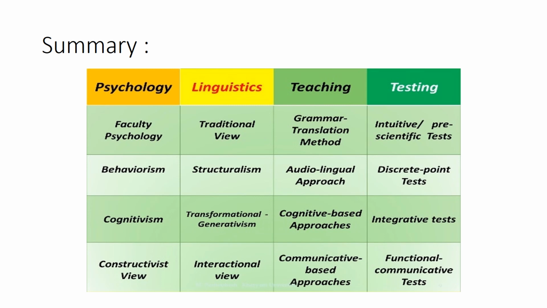Then, when behaviorism was rejected by psychologists and scientists, another psychological theory appeared, which is cognitivism. This theory was combined with another theory that was well known at that time, which is transformational generative grammar, or transformational generative linguistics, that was devised by Noam Chomsky. So they both produced for us a method of teaching language, which is called the cognitive-based approach.